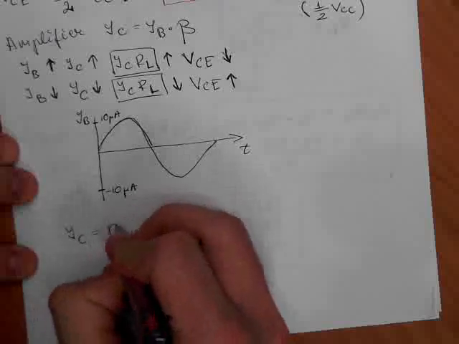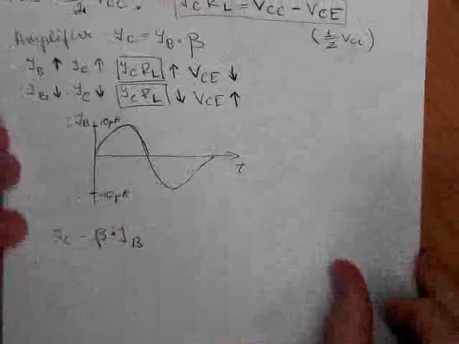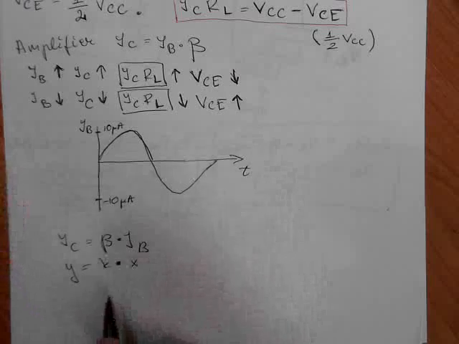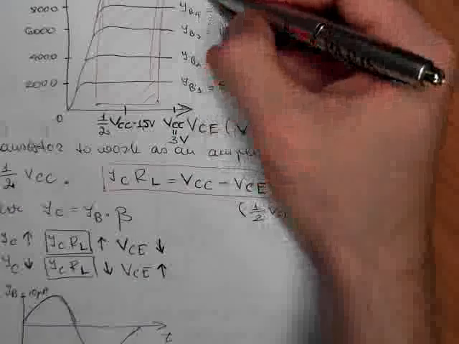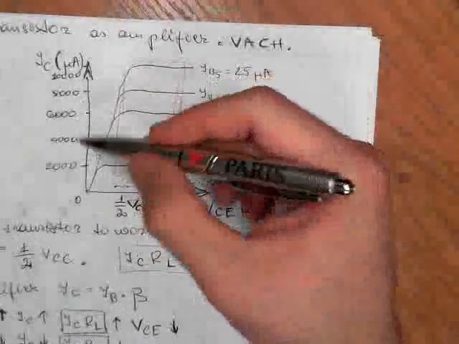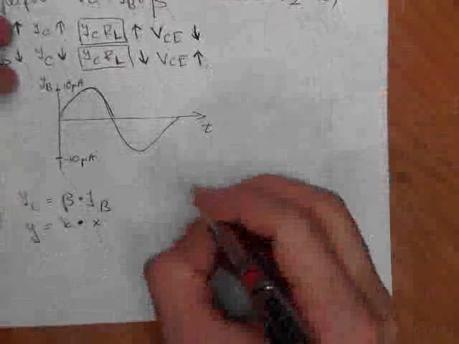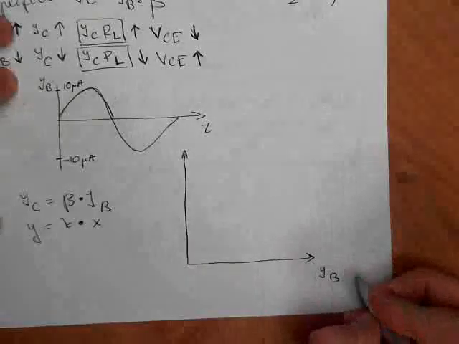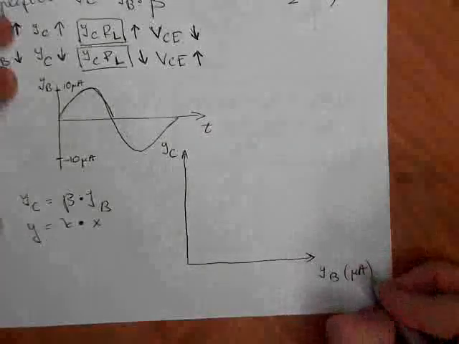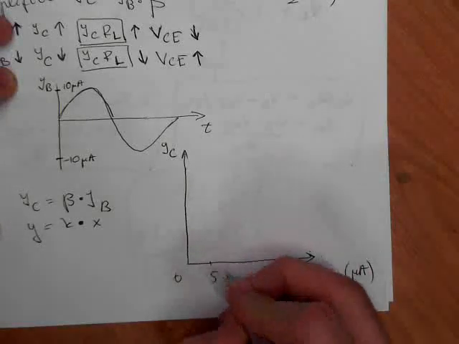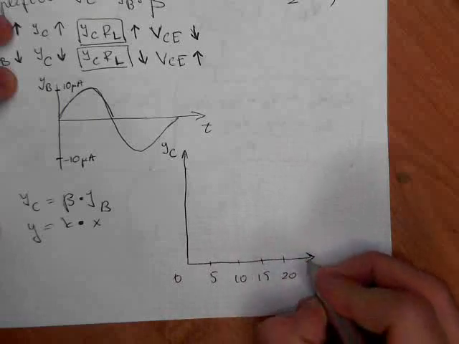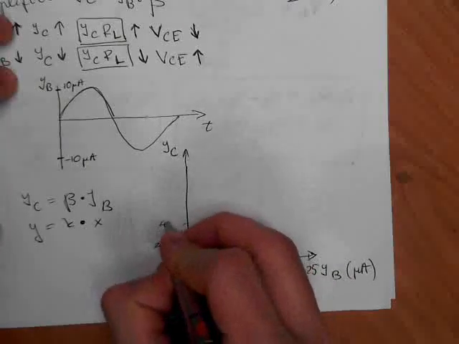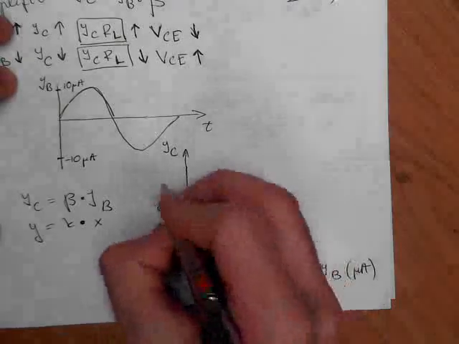So we know by the equation of a straight line, y is kx, what the amplification is, and if we take those IB and IC to make a graph, let's do it. We take IB here, IC here. In microamps there were 5, 10, 15, 20 and 25. Here we get 2000, 4000, 6000, 8000 and 10,000 in microamps.